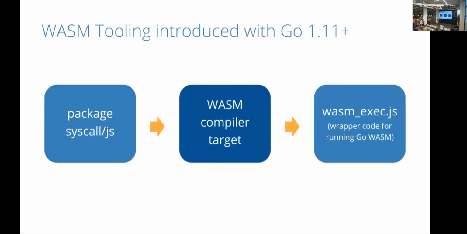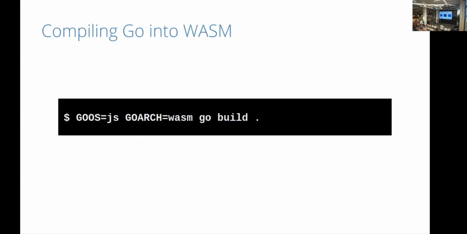Now that we've written Go code that is able to compile into WebAssembly and be accessed by JavaScript, we actually need to compile it into a WASM binary using the new WASM compiler target. Compiling to WASM with Go is quite straightforward. It's a lot like compiling Go for any specific operating system and architecture. Here, the operating system is defined as JavaScript, and the architecture is defined as WebAssembly.